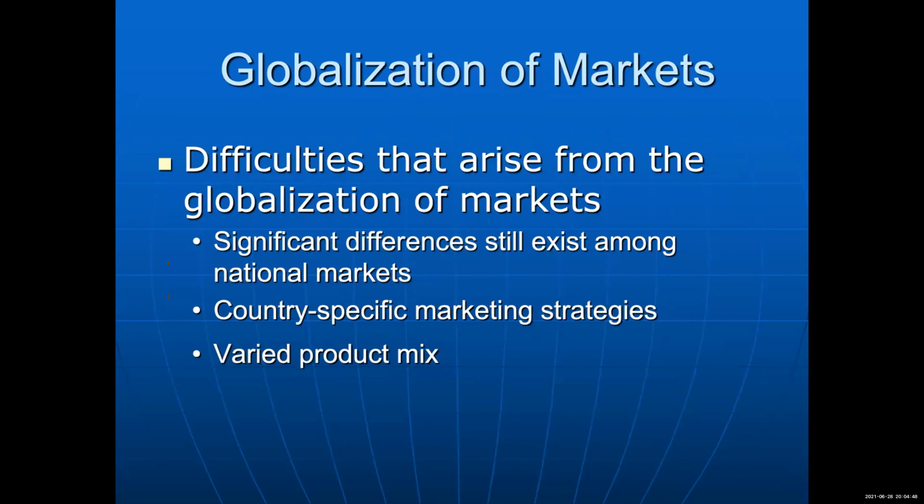Continuing difficulties that arise from globalization of markets: significant differences still exist among national markets, country-specific marketing strategies, varied product mix, even the pricing might be different. The pricing might be different because the cost in one country might be more or less than in another country. And of course, when it talks about country-specific marketing strategies, marketing is about getting people to buy goods and services. So of course, the way it is positioned or marketed in Jamaica is not necessarily the same way it is done in other countries.